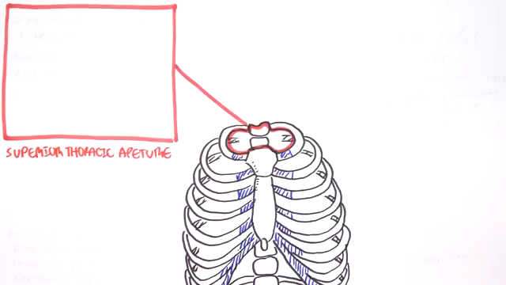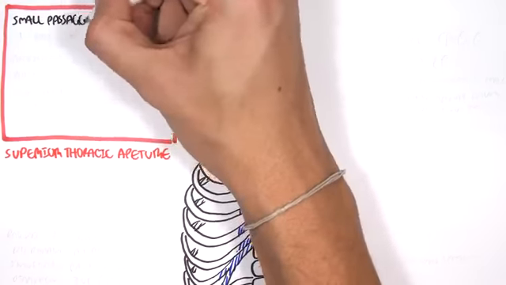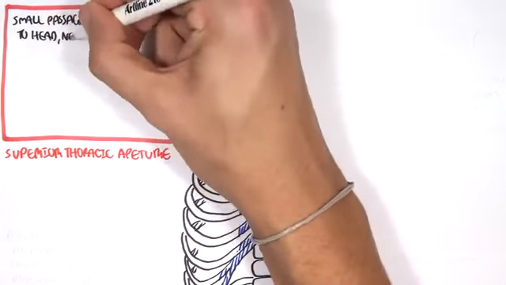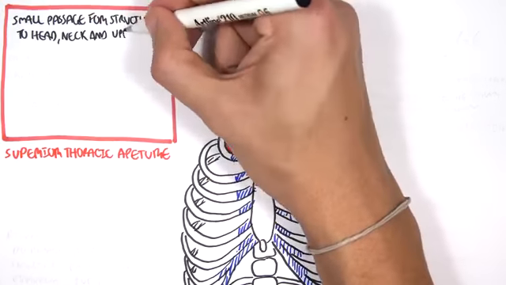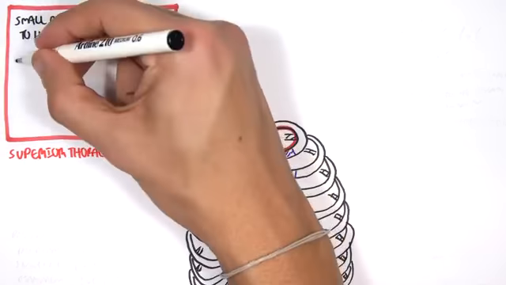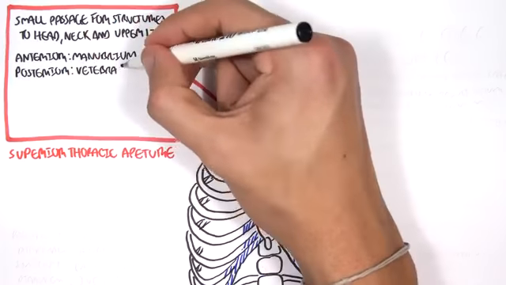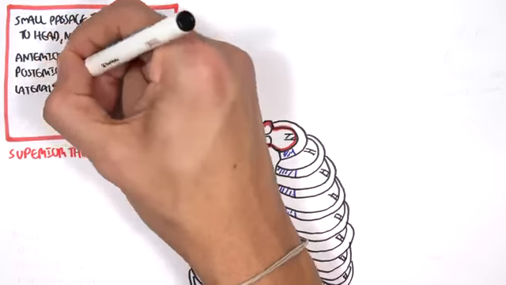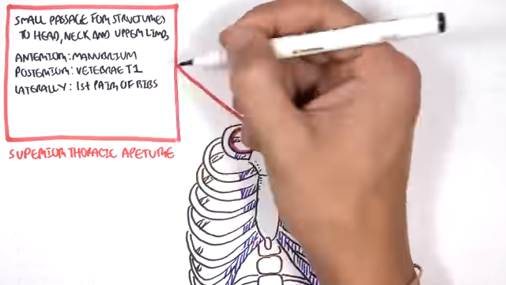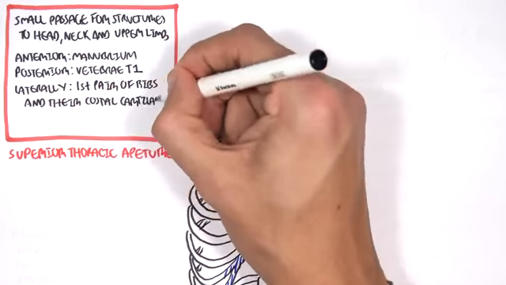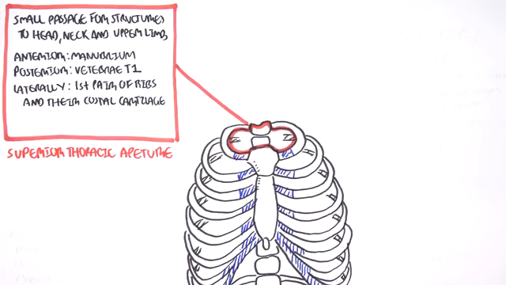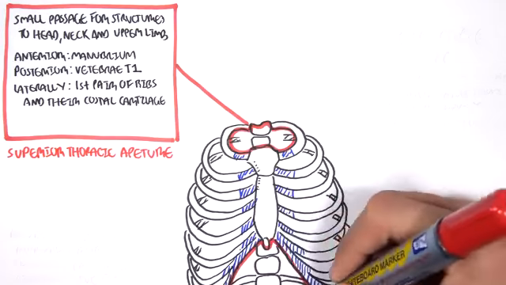The superior thoracic aperture is a small passage for structures from the thorax to the head, neck, and upper limbs. The boundaries of the superior thoracic aperture are anteriorly the manubrium, posteriorly the vertebra T1, laterally the first pair of ribs and their costal cartilages. So that was the superior thoracic aperture.